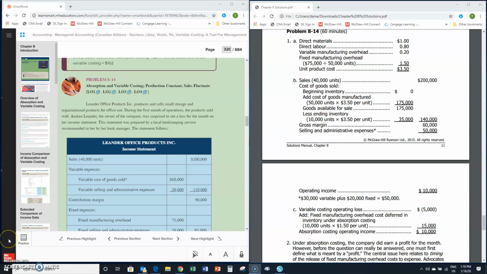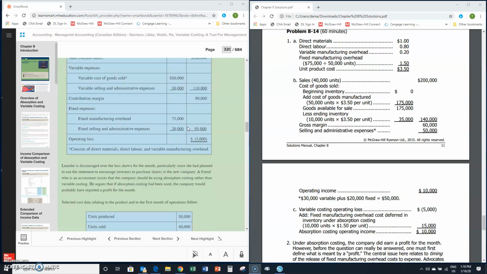Hi, so let's take a look at problem 8-14. Okay, so the business produces and sells small storage and organizational products. During the first month, products sold well. The owner was surprised to see a loss for the month. Here's the statement showing the loss.